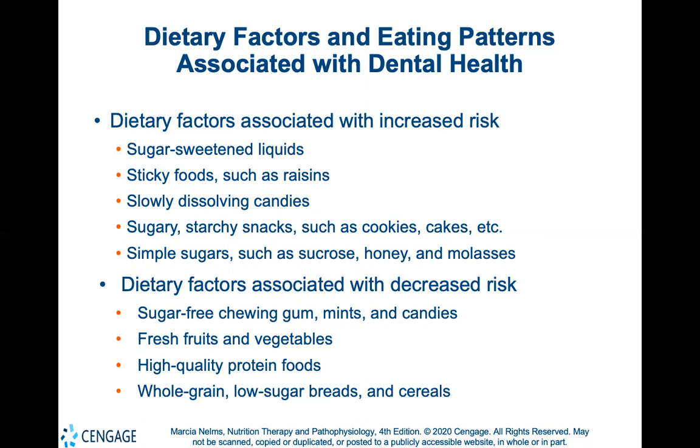Dietary factors associated with decreased risk include sugar-free chewing gum, mints and candies, fresh fruits and vegetables, high-quality protein foods, whole grain, low-sugar bread, and cereal. Caries are usually painless until they invade to the level of the tooth pulp.